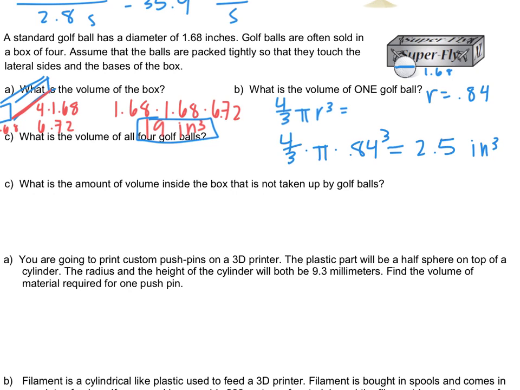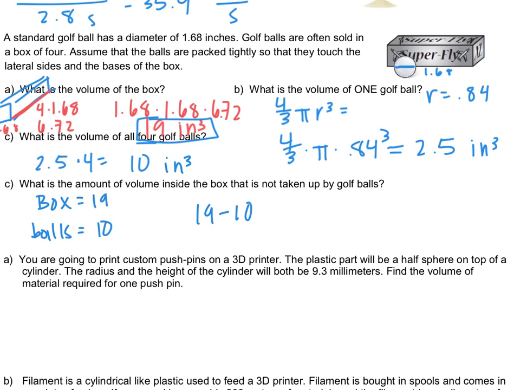What is the volume of all 4 golf balls? Well, we just take that times the 4 golf balls, and we get 10 inches cubed. All right, so what is the amount of volume inside the box not taken up by golf balls? Well, we said the volume of the box was 19. The volume of the 4 golf balls is only 10. So 19 minus 10, there are 9 cubic inches that are just empty space between and around the balls.